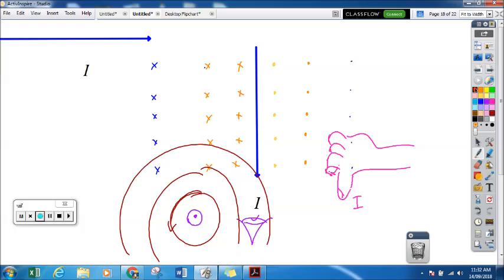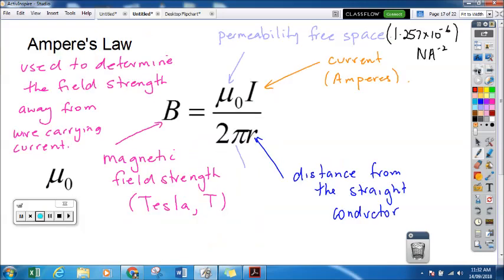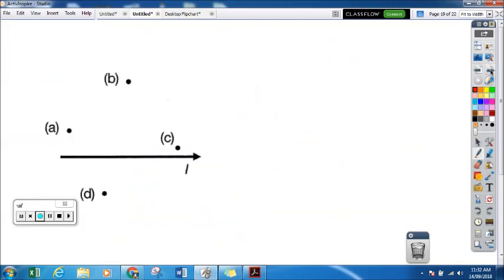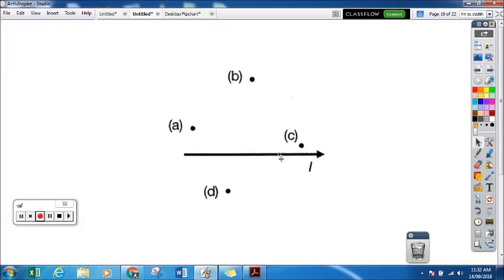Now the strength of the magnetic field, so these are all lines of B, the strength of that magnetic field is given by Ampere's Law. So this is your first example that you will be doing in a few more moments.